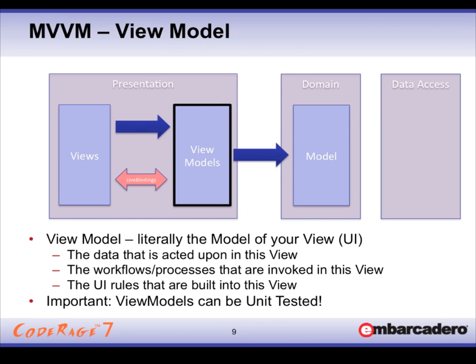Your view model is literally the model of your view or the model of your UI. For a form, for example, this would be a model, non-visual, but a model of all of the logic represented by that form, but also all of the data represented by that form. So the UI rules, the workflows, and the processes that a user might interact with in that form are all modeled inside your view model. Because it's non-visual, it knows nothing about edit boxes and buttons and forms. It knows about state and it knows about processes. View models can also be unit tested.